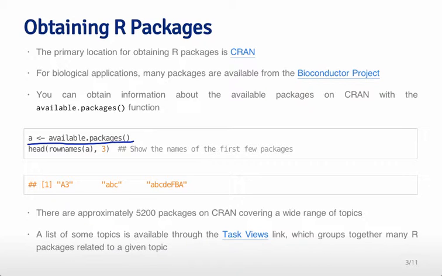And that would be a large number of packages. After you hit that command, you could just type a and hit return, and you would see all the packages, but there would be thousands. So instead, you can use the head command to look at, say, just 3 of those packages. So these are the first 3 in alphabetical order. As of the making of this lecture, there are approximately 5,200 packages on CRAN covering a wide range of topics.